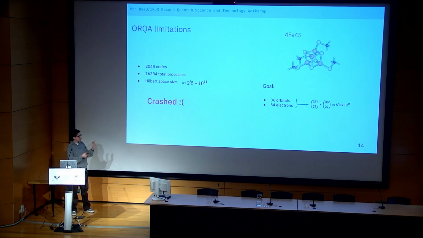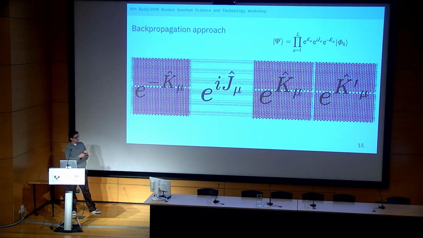So this is a problem, because the biggest simulation that Lucas was able to perform on the Fugaku with Orca was 1 trillion Pauli strings. So it is not possible to simulate this system with Orca. So we are trying this backpropagation approach.